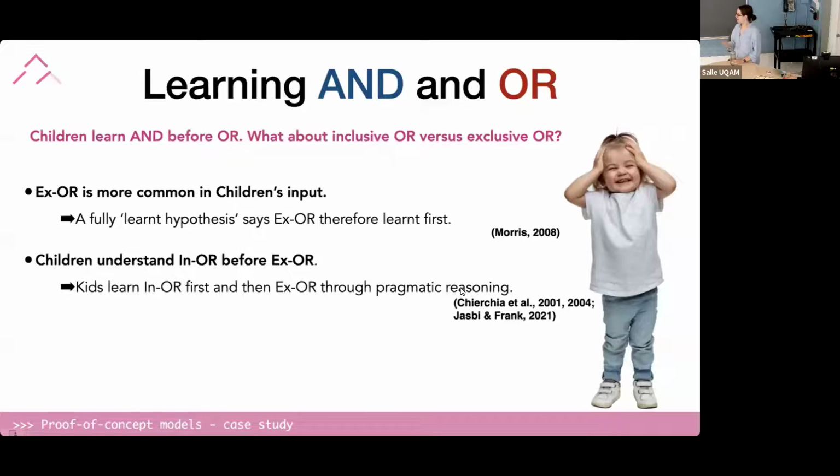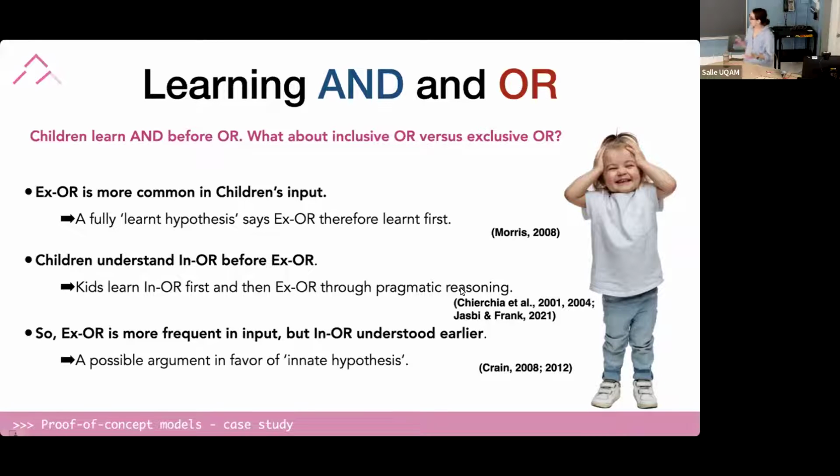Now, unfortunately, children seem to understand inclusive or before exclusive or. So some have proposed that what might be going on here is that kids learn inclusive or first, and then develop exclusive or through pragmatic reasoning. That is, by thinking about the alternative possibility that you would have used "and" in that context if you actually meant to consider whether or not the two propositions were true.